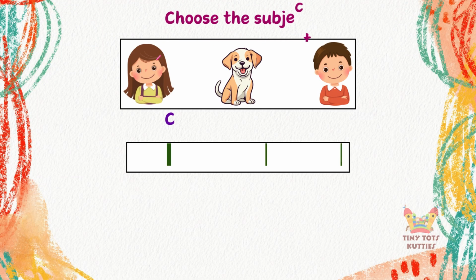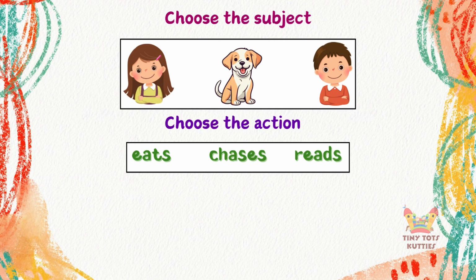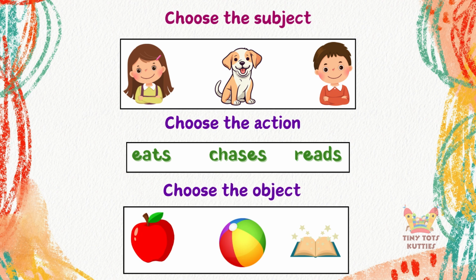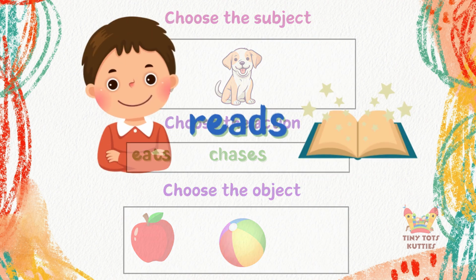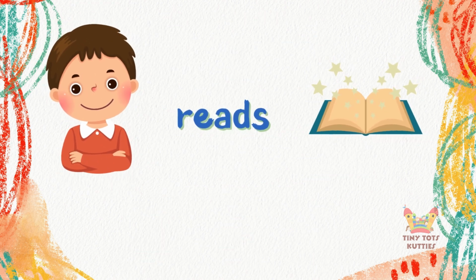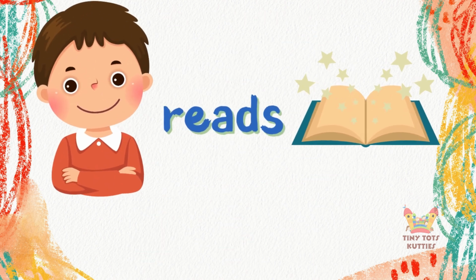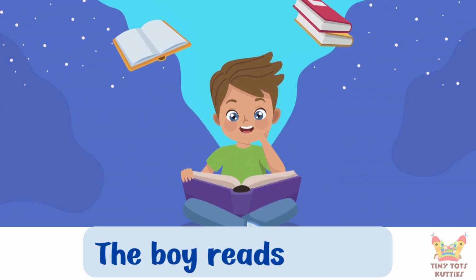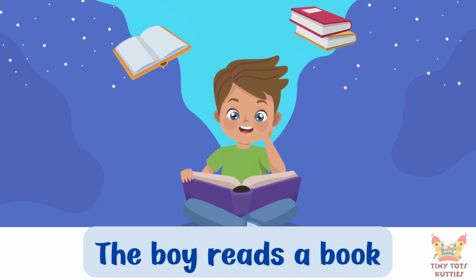Now we have to choose subject, action and an object. We take boy, reads and a book. Let's make a simple sentence. The boy reads a book.